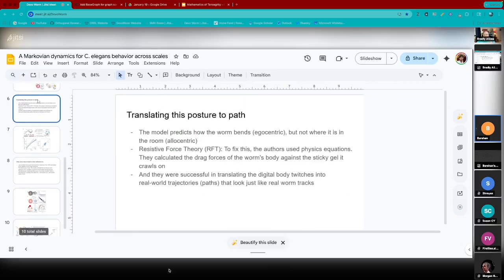There was a problem in the model when they were trying to relate the posture to the path, how it's moving. It was mostly specific on how the worm is bending and not where it is bending, or you can say the friction related to it. So they also used the concept of resistive force theory, which Sir explained, I guess, last week. They used these physics equations to take into account the drag forces of the worm's body against the sticky gel which it crawls on. And they were successful in this actually.